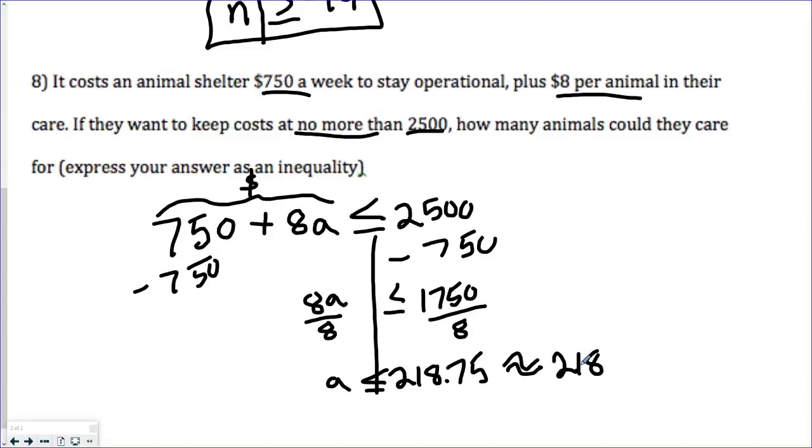If they keep it at 218 animals, then they should have enough to stay operational. If they go above 218, then their costs are going to go above 2,500, and they're not going to be able to sustain themselves anymore.